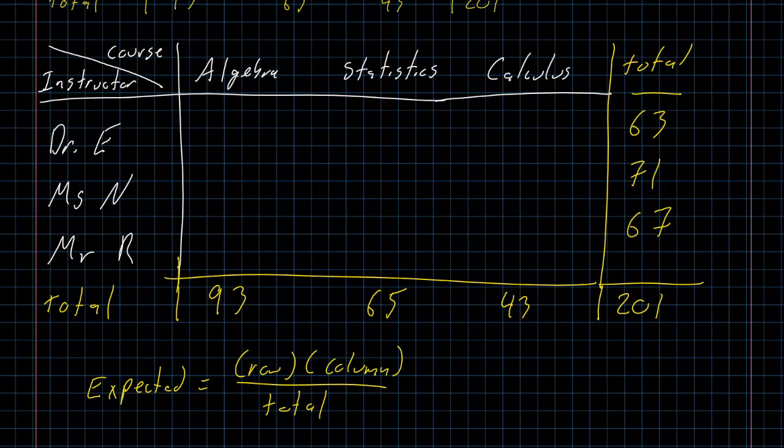So Dr. E and algebra. The total on this row is 63. The total on this column is 93. And the grand total is 201. My calculator tells me that 63 times 93 divided by 201 comes out at around 29, give or take a little bit.